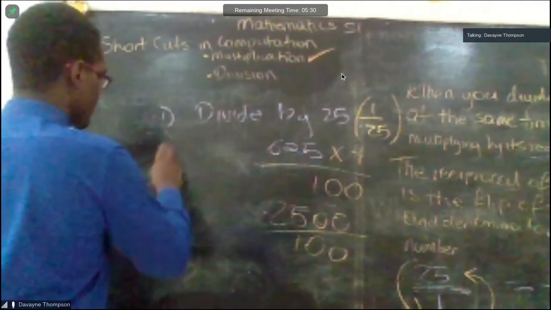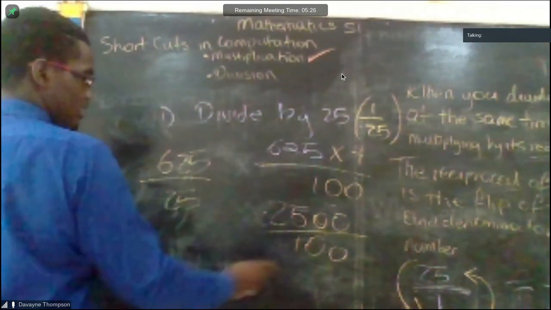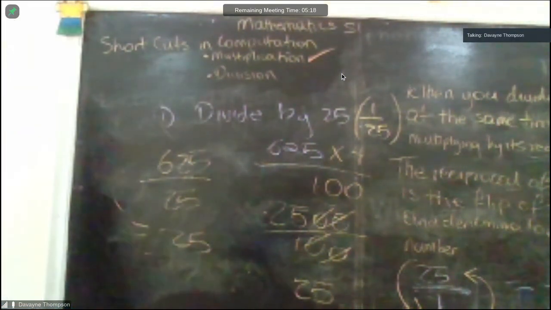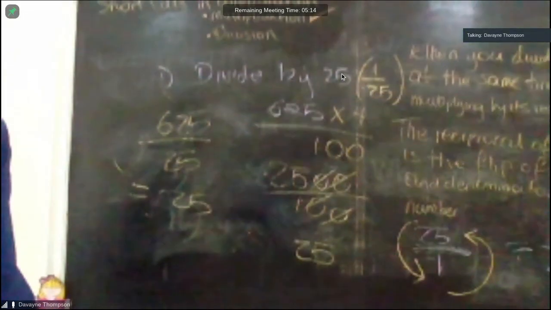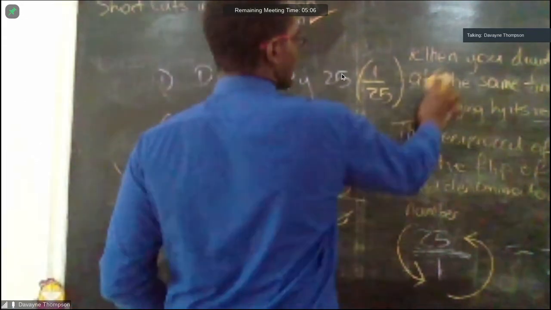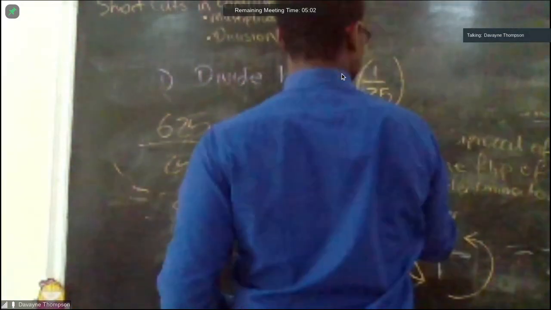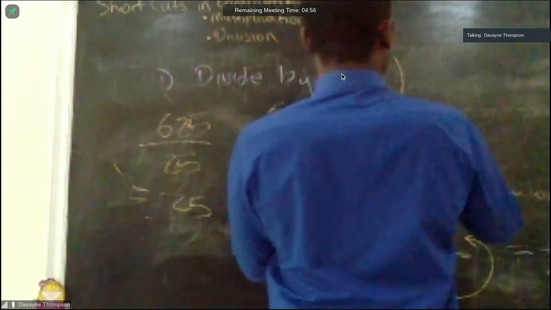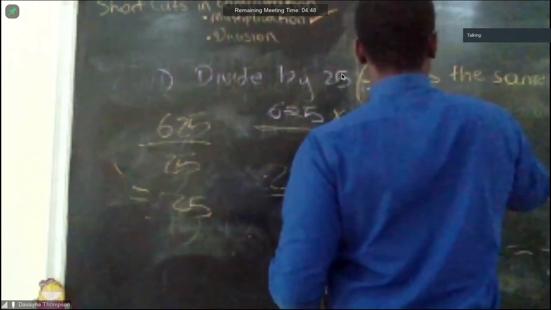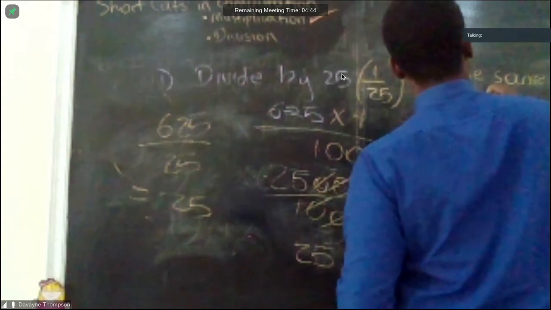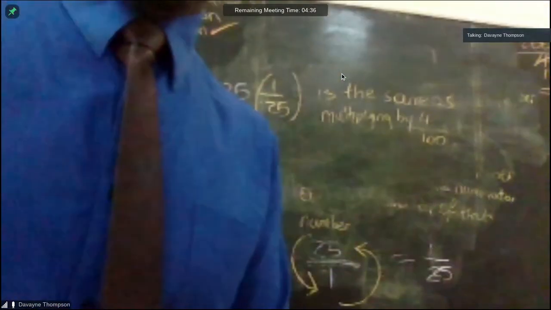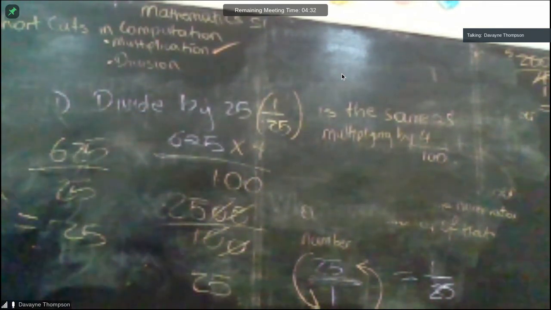that 625 divided by 25 is the same thing as 25. Clear that for me? That was the first division shortcut. If you're dividing by 25, that is the same thing as multiplying. So in summary, dividing by 25 is the same as multiplying by 4 over 100. Any questions?